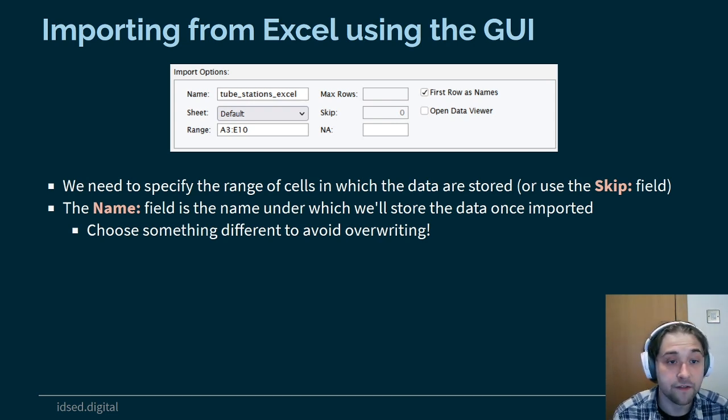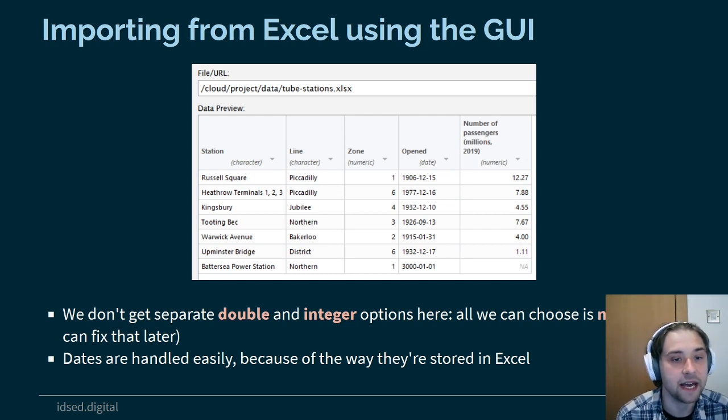Once we fix the range, this is looking a lot better. We need to fix the data types potentially as well, but those dates really are dates. We haven't been given separate options for double and integer. We've just got a numeric option here. We can fix that later if we are really concerned about it, using a mutate statement again. The dates we don't have any problem with because Excel already understands dates reasonably well, and readxl can convert from that, so that's fine. So this is looking quite good now.